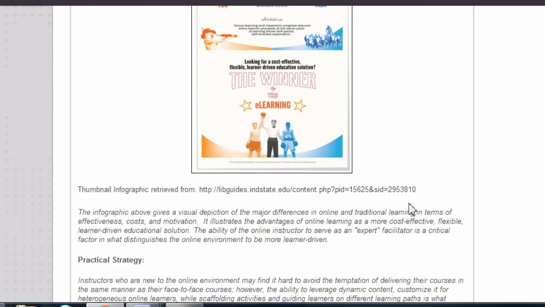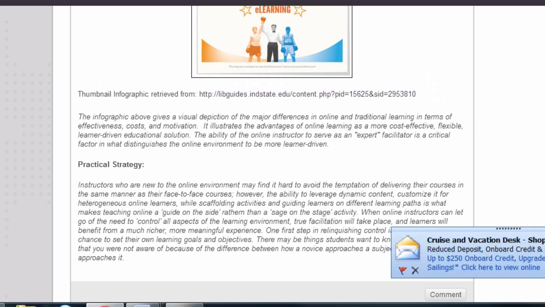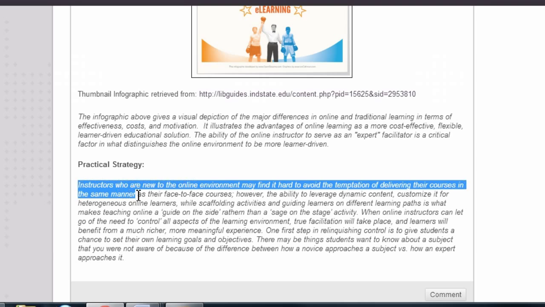Continuing on, the final piece is the substantive practical strategy, and this is what's most important for folks that will be reading these entries in the Edudemic blog. So what you want to do here is give online instructors some practical advice about what it means. In this case, the key point is to be a facilitator rather than a director of learning. So what practical strategies can you give instructors to do that?